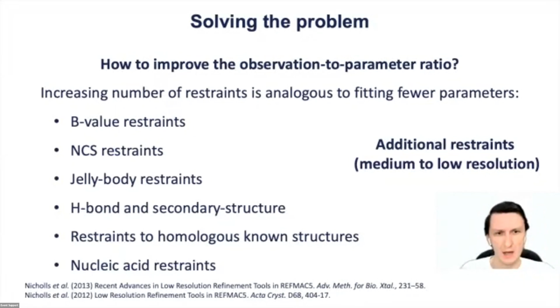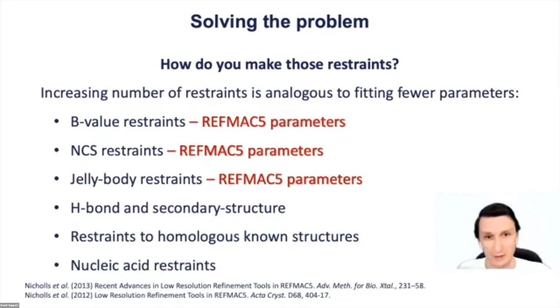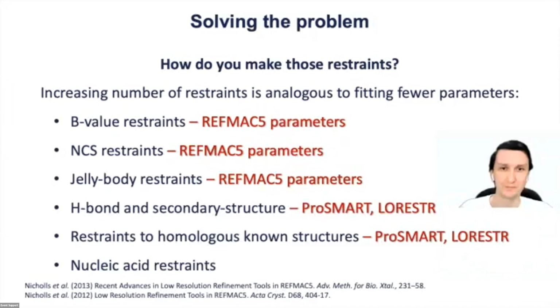Jelly body restraints, hydrogen bond and secondary structure restraints, restraints to homologous structures, and nucleic acid restraints, base pair and base stacking. So, how do you technically apply these restraints? For B-value and CS and jelly body restraints, you only need to specify Refmac parameters to switch them on, and Refmac will do the job.